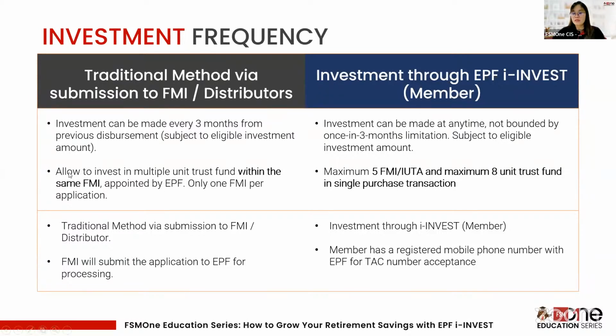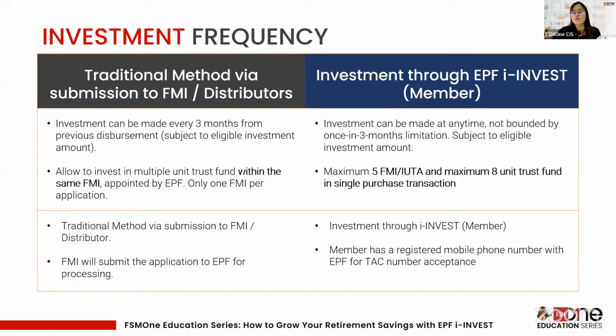For the traditional method, you are only allowed to invest in multiple unit trust funds within the same fund house, which is appointed by the EPF, and only one fund house per application. However, for investment through the EPF portal, you can invest in up to 5 fund houses and a maximum of 8 unit trust funds in a single purchase transaction.